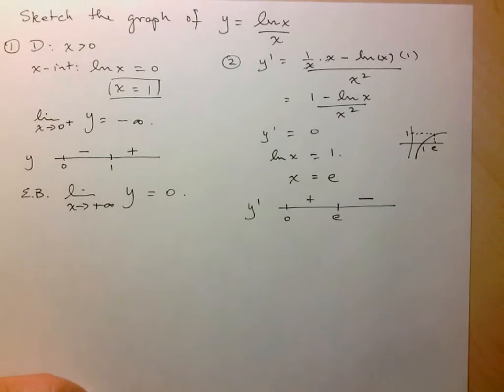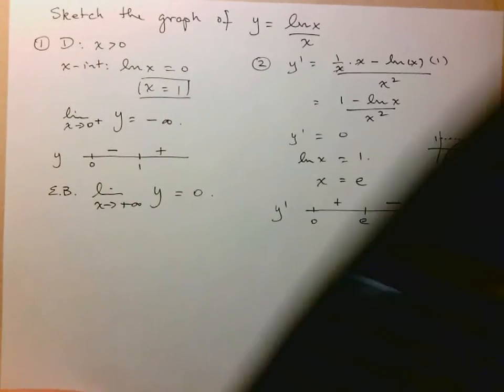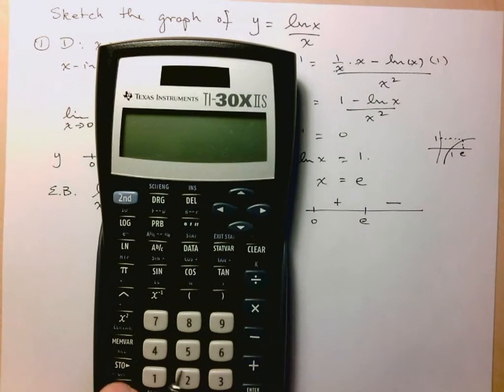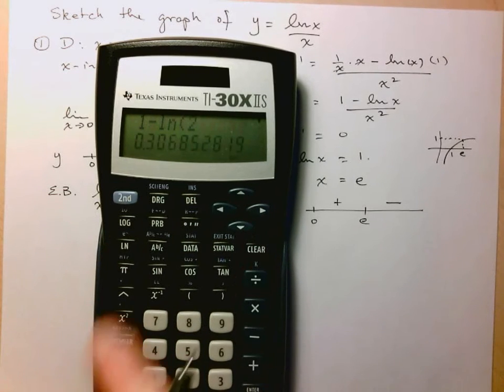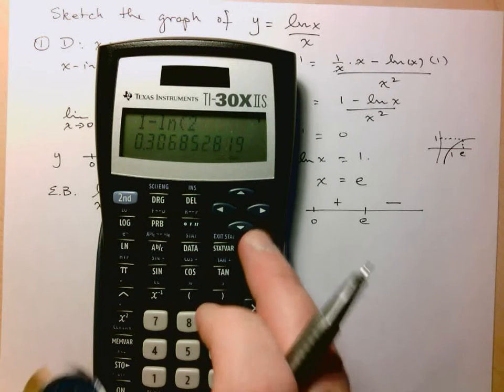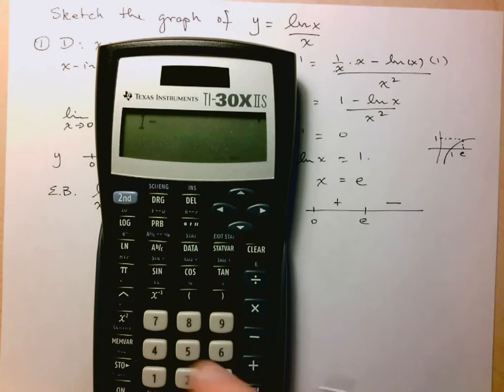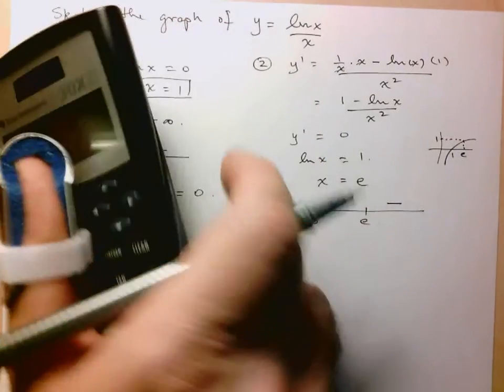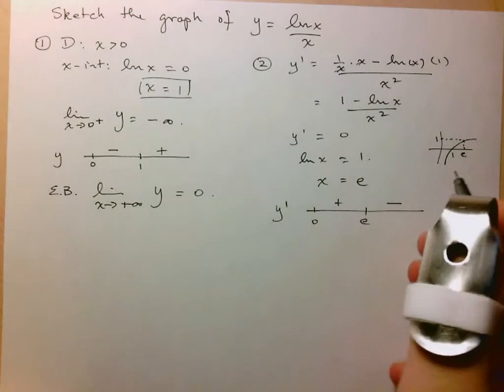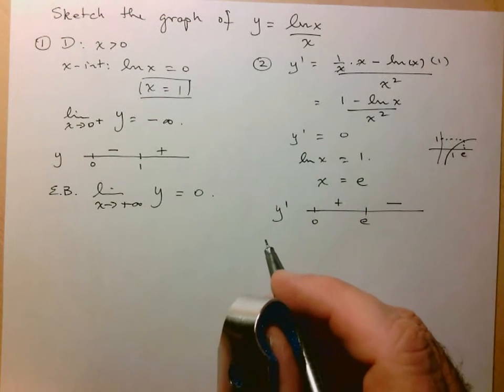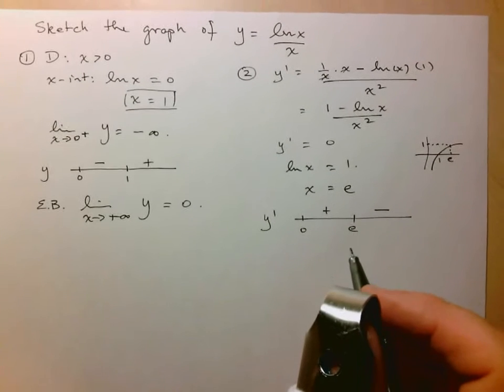Now if you're not comfortable doing it that way, hey, nice and easy. Just take your calculator, okay, and let's see what happens when I do 1 minus ln of something less than e, so 2. There you go. We get a positive number. And then if I do 1 minus ln of something greater than e, so 3, we get a negative number. Okay, so if you're not comfortable making these intuitive arguments, please make sure you're just testing numbers.